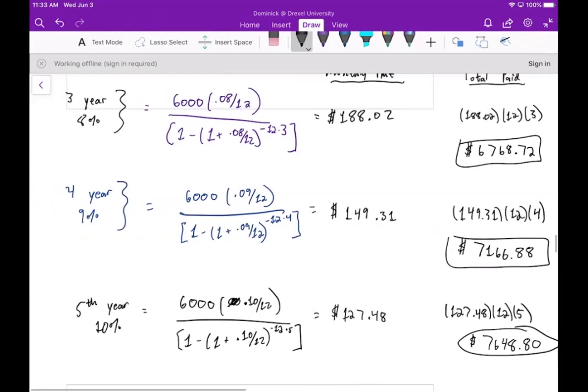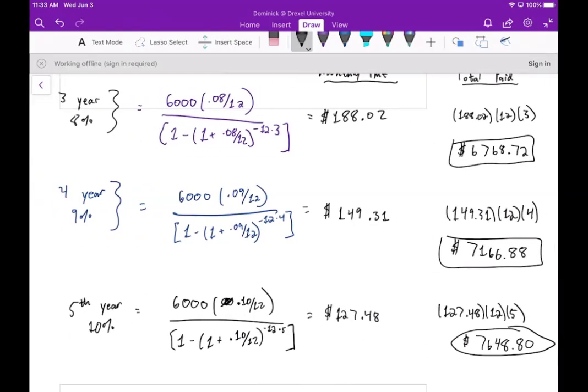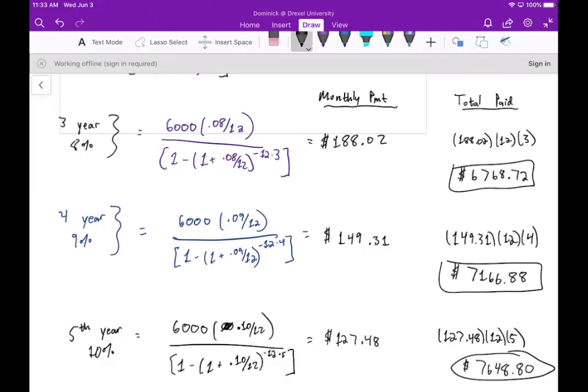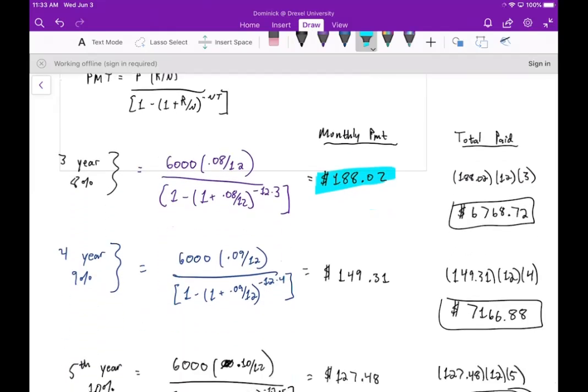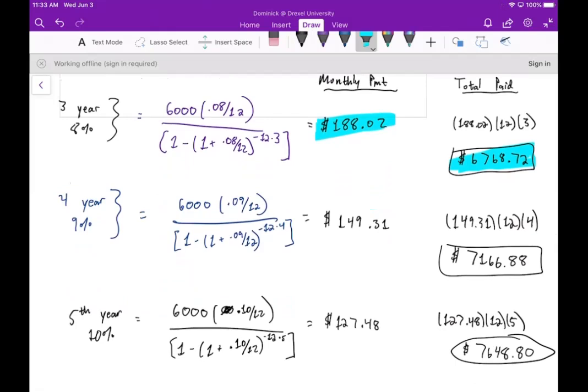Now, if you take the first option, you're obviously paying a smaller interest rate, so you're going to owe less money in the long run, right? Your monthly payment is more than the other options, 188.02, but in the long run, since your original loan was $6,000, you're paying less than $1,000 of interest. You're only paying $768 worth of interest. Now, of course, if you spread the loan out over a longer period, your monthly payments are going to be lower, but that gives more time for interest to accumulate, and you're ultimately going to pay over $1,000 of interest in this scenario.